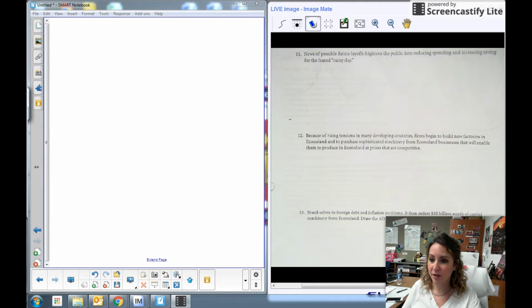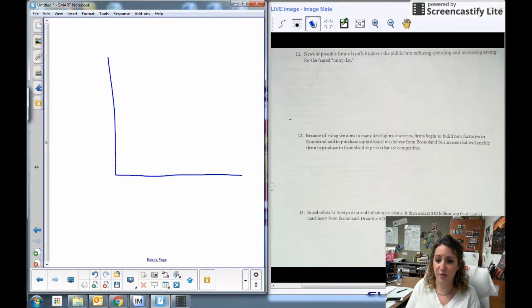All right, on the back of the page, number 11, we have a new scenario. News of possible future layoffs frightens the public into reducing spending and increasing savings for the feared rainy day. So this sounds kind of familiar, the scenario. It doesn't say anything of us being in inflation or some sort of recession. So we're starting in long run equilibrium.